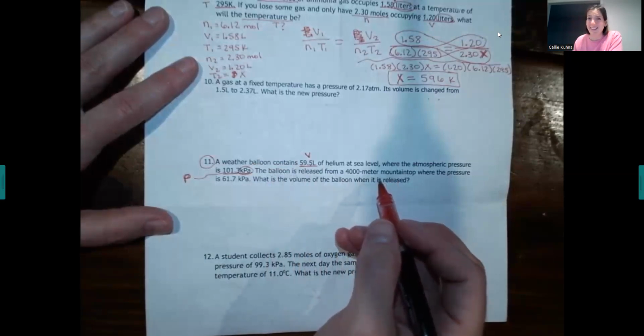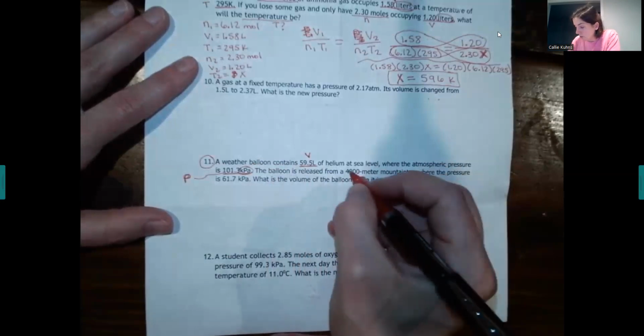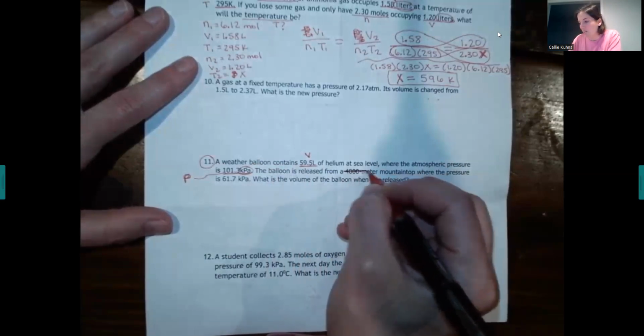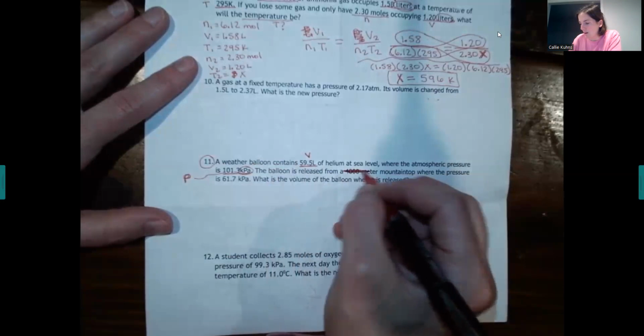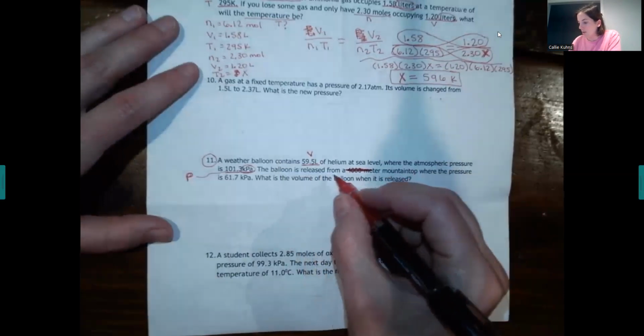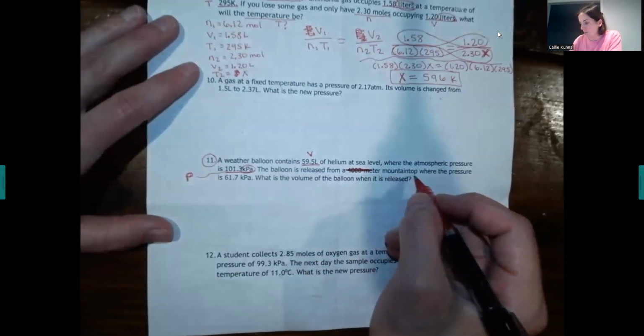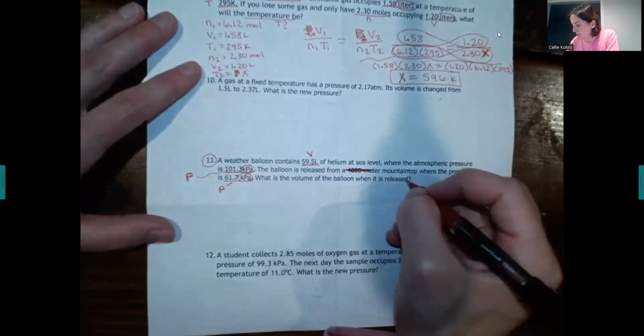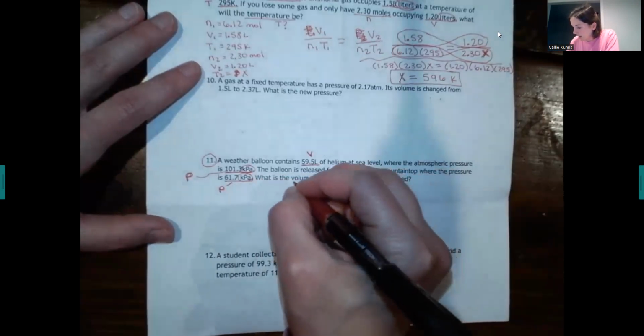Guys, we haven't said anything about meters, right? So this right here, this is just telling you that it's a tall mountain that you're releasing the balloon on, but you don't need anything with that number. So it's extra information. All right, so the balloon is released from a 4,000 meter mountaintop where the pressure is 61.7 kPa. Okay, remember higher altitudes have a lower pressure. What is the volume of the balloon when it's released? All right, so we're looking for our volume.